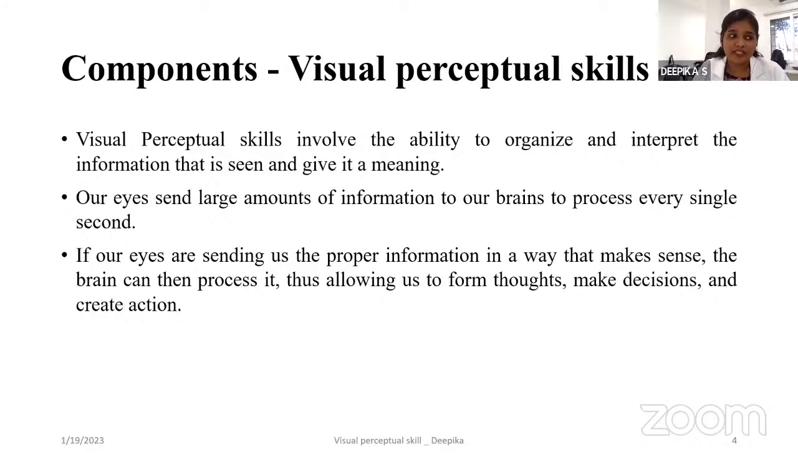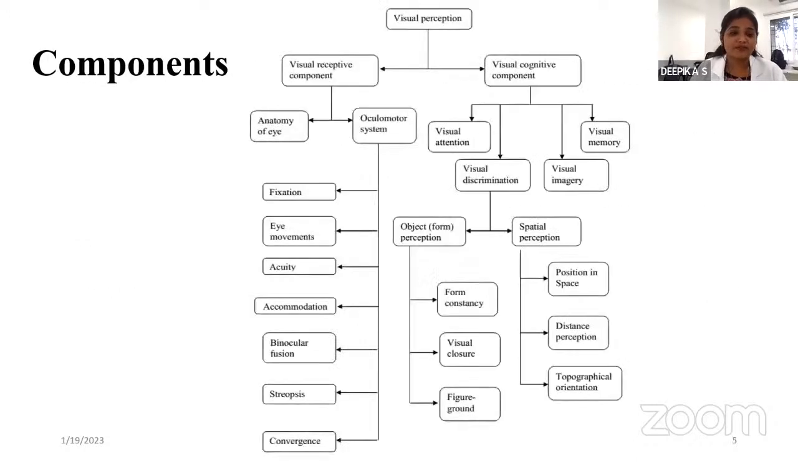Visual perceptual skills involve the ability to organize and interpret the information that is seen and give it a meaning. Our eyes send a large amount of information to our brains to process every single second. If our eyes are sending us the proper information in a way that makes sense, then the brain can process it, allowing us to form thoughts, make decisions, and create action. So here are the components.